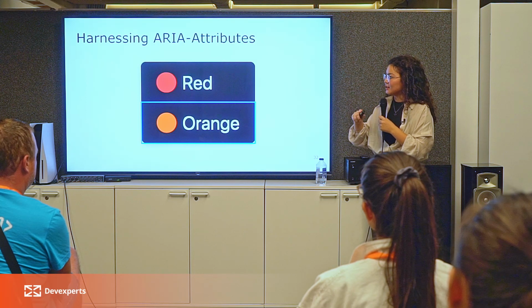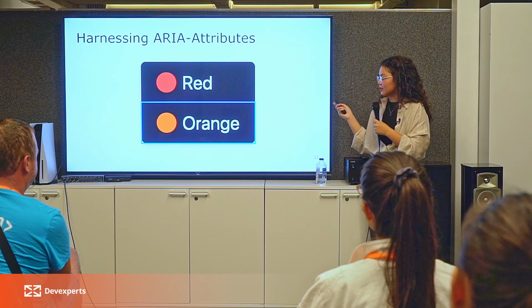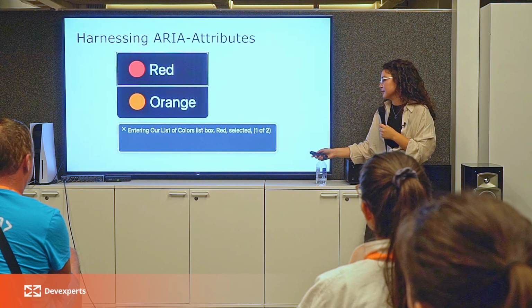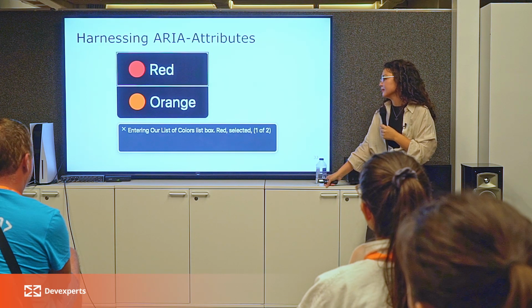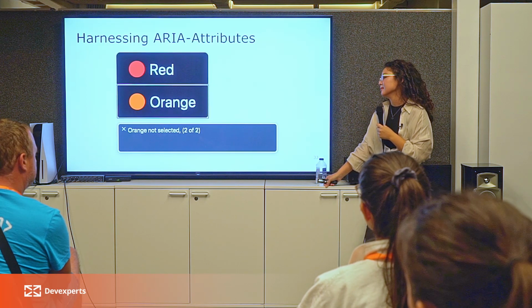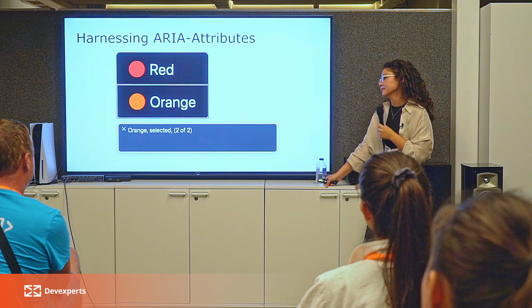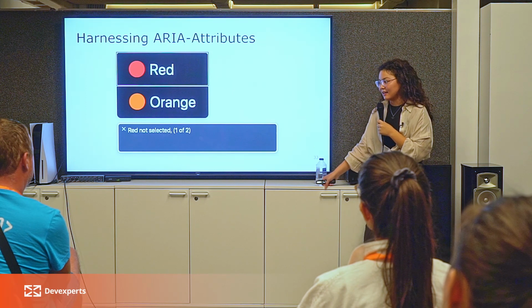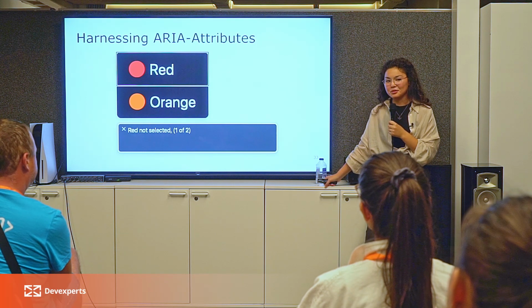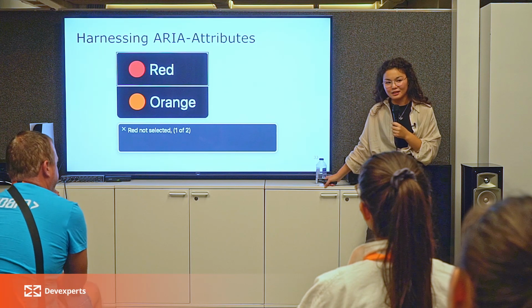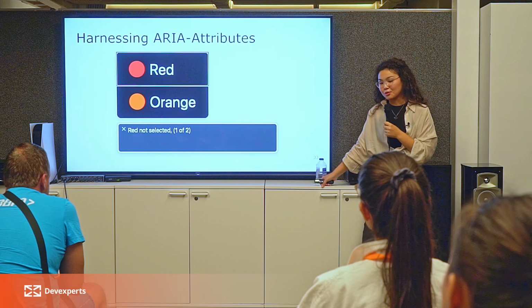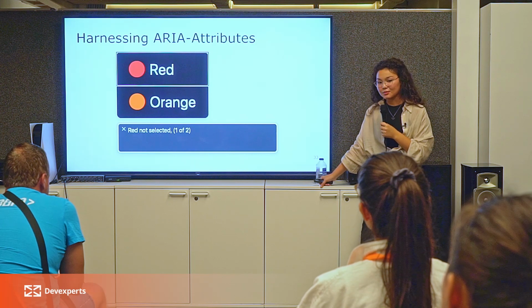And this is how the screen reader will read our example. Entering our list of colors, list box. Red, selected, 1 of 2. Orange, not selected, 2 of 2. Orange, selected, 2 of 2. Red, not selected, 1 of 2. So yeah, well, at the end we have a list with a description, with 2 options, with colors inside, and each option is interactable, and we know the state of each option. So it's just a simple, beautiful, accessible list.